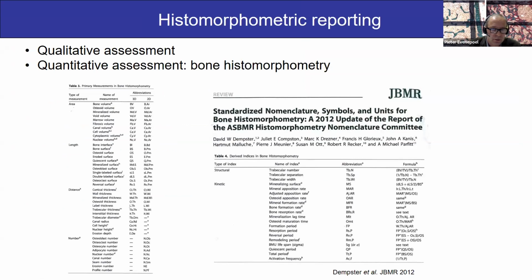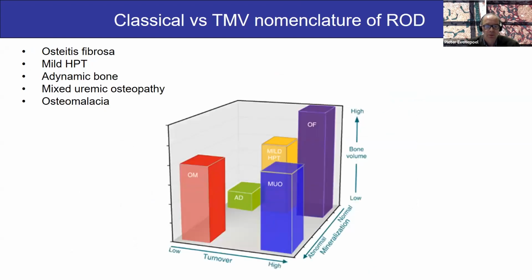Results can be qualitative, as a qualitative assessment is performed in some labs, but other labs do the formal, complete quantitative assessment. This is the formal bone histomorphometry according to a standardized nomenclature that was published some years ago. You can see a lot of parameters that have to be assessed, and then they are recalculated to what we call secondary indices of bone histomorphometry. It's a lot of work to collect all these indices, and this then results in a report. Previously we used the nomenclature of osteitis fibrosa to indicate very severe secondary hyperparathyroid bone disease, or mild hyperparathyroid bone disease, adynamic bone, mixed uremic osteodystrophy, and osteomalacia.